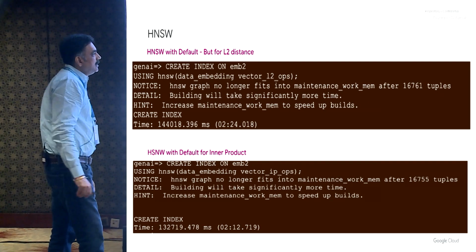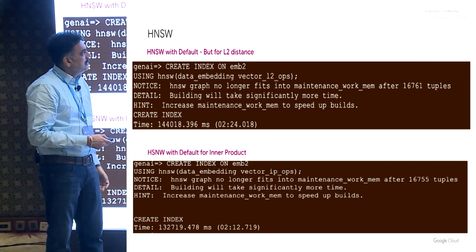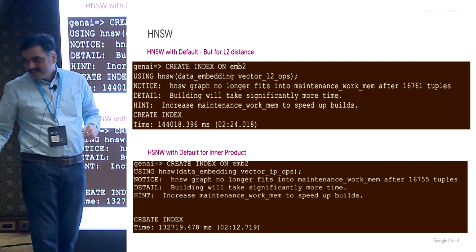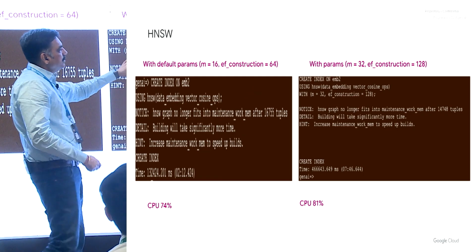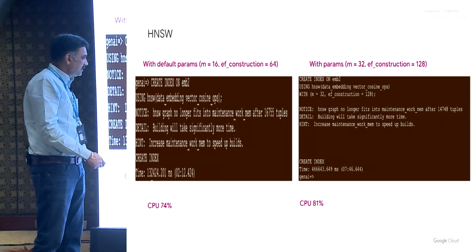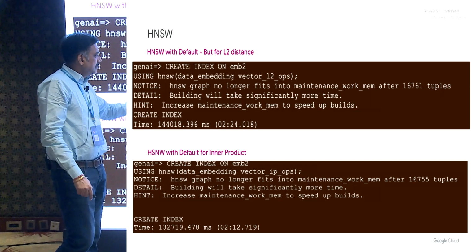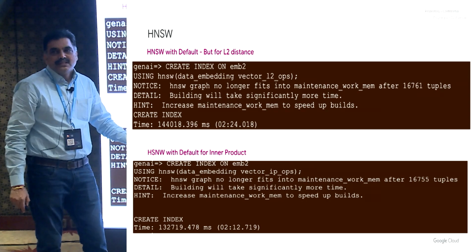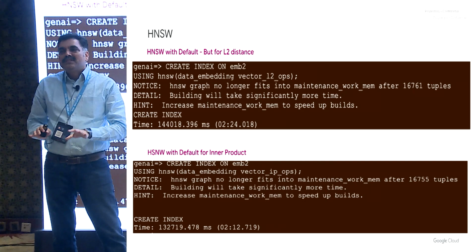That means the difference comes from M and EF, right? If you remember the previous slide, let me go there. EF construction and M, we did not specify, we kept them as they are. It took 2 minutes 12 seconds. Here also we haven't touched the EF or M value, and it took 2 minutes. So L2 or IP will not have a significant impact.